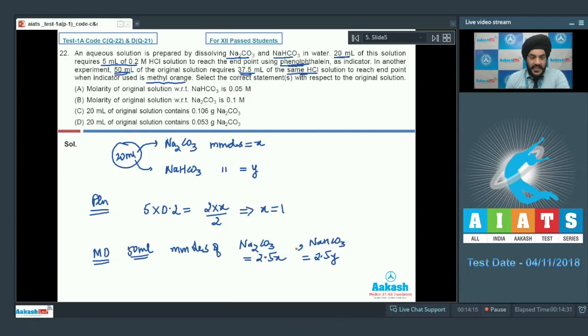So in presence of methyl orange, both carbonate as well as bicarbonate ion shall be neutralized. So we can say that the MEQs of HCl shall be equal to the MEQs of both the species present.